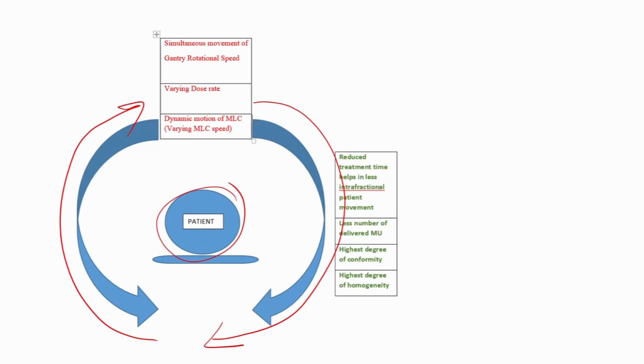The second benefit is a smaller number of monitor units as compared to the IMRT technique, where the number of monitor units is higher. The MUs in the rapid arc technique are almost half or near to half. So fewer monitor units mean less toxicity and a higher degree of conformity. The conformity with the VMAT plan is well improved against the IMRT technique, with the highest degree of homogeneity.